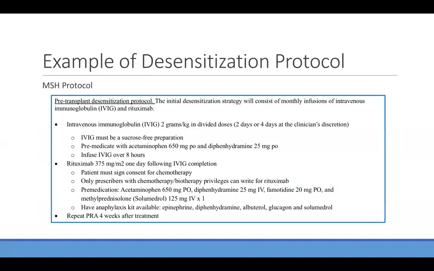So this is an example of a desensitization protocol. I've included ours at Mount Sinai. So it kind of goes through what I've said. It's a combination of many of those medications that we had discussed.